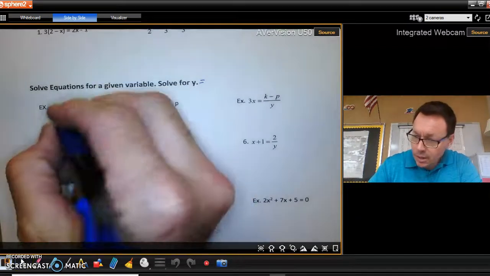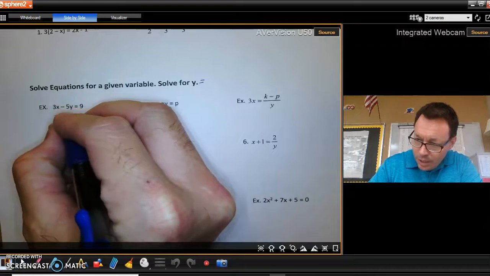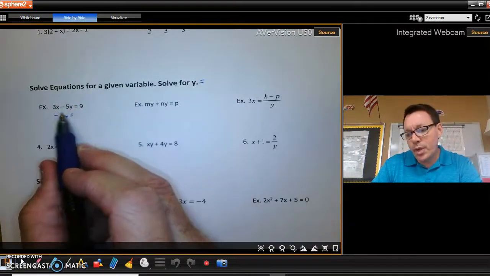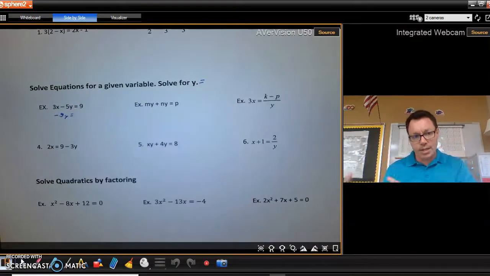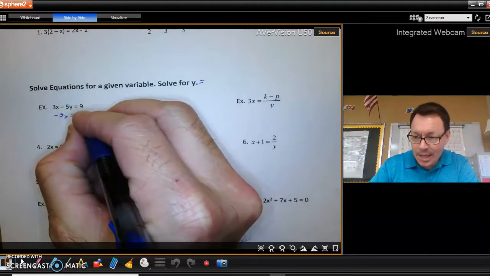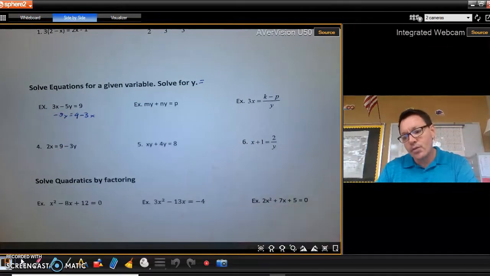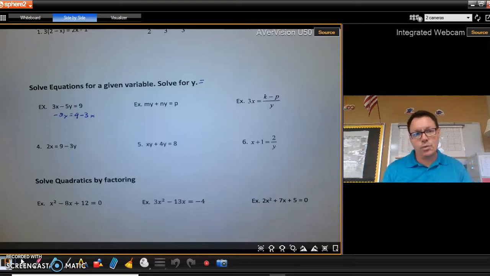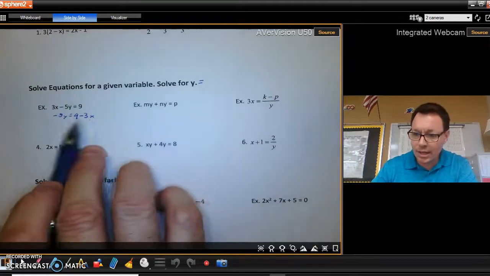All right, so negative 5y equals, and then when you move the 3x to the other side, you're subtracting it. So on this other side, I'm going to have 9, and now I'm going to have minus 3x. After you solve a lot of these, you realize that as you move terms from the left to the right or the right to the left, it just changes the sign of those terms.